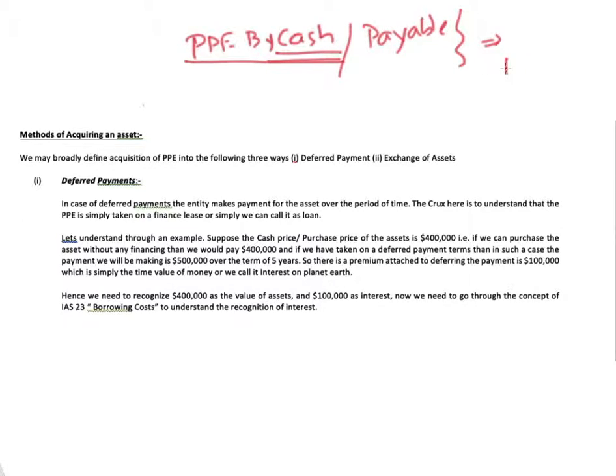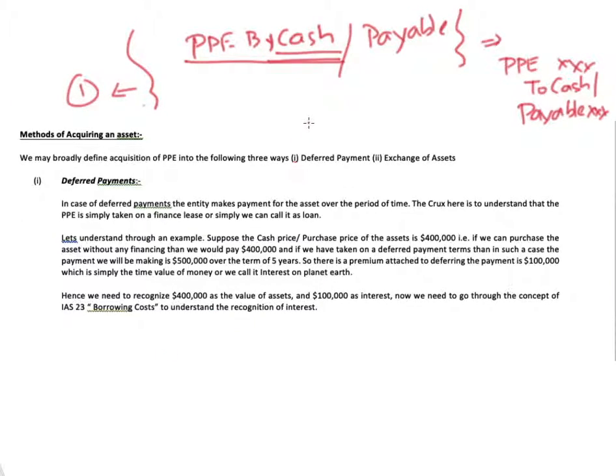The accounting treatment would be property, plant, and equipment account debited, and either cash credited in case of the outflow, or, if you purchase it on credit, payable on property, plant, and equipment credited. This is the simplest case of purchase of property, plant, and equipment.